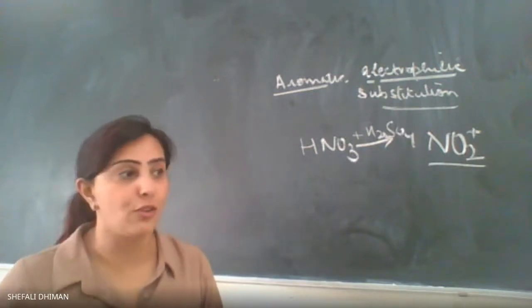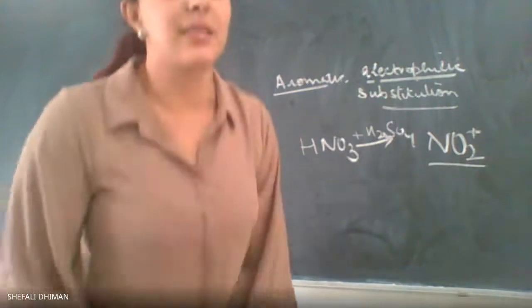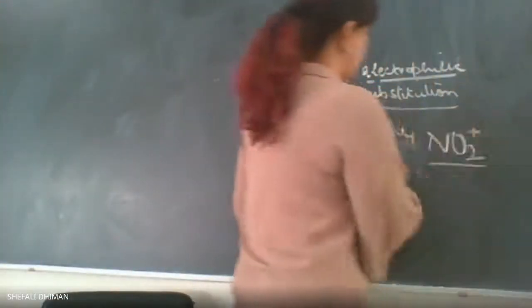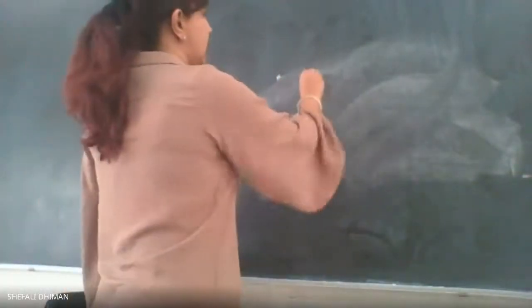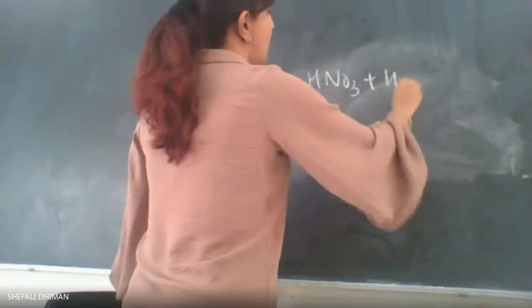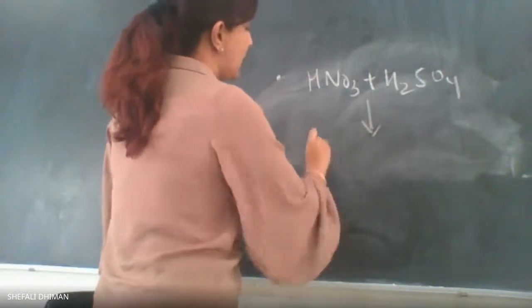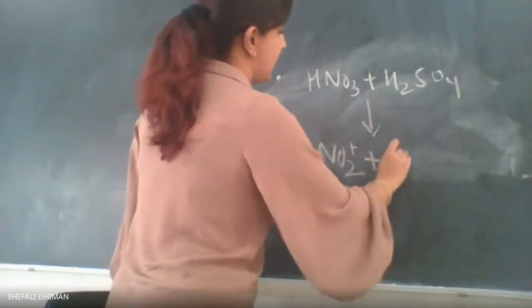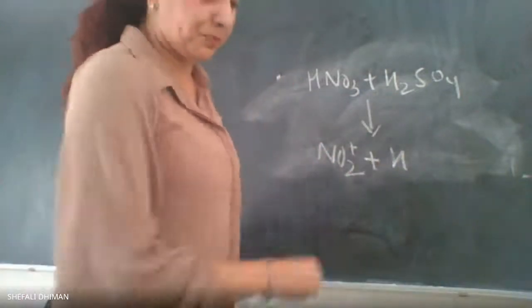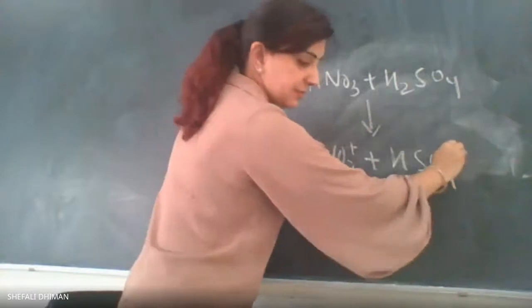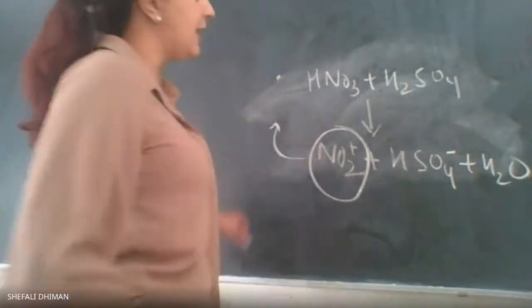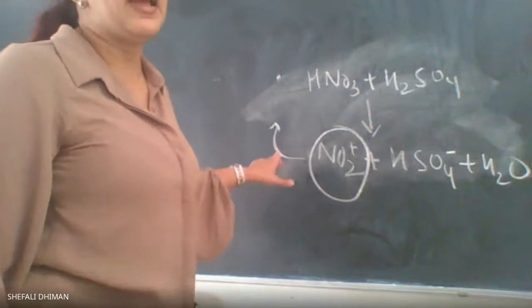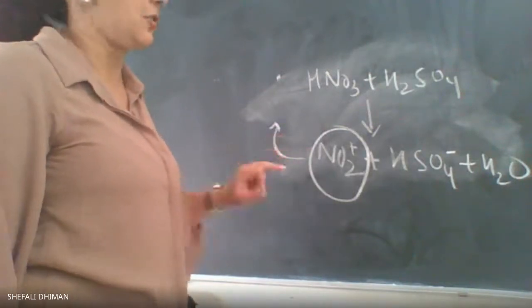So I'll write the overall reaction for you. What is it? You take nitric acid plus sulfuric acid, HNO3 plus H2SO4 will generate nitronium ion NO2 positive plus HSO4 negative plus water. So this nitronium ion actually is the electrophile or the species which carries out the aromatic electrophilic substitution reaction. So you have to generate it.